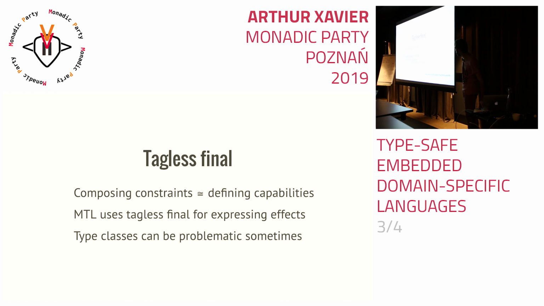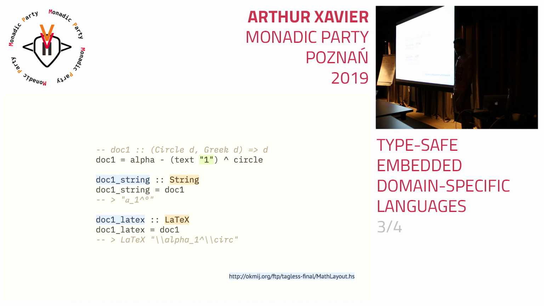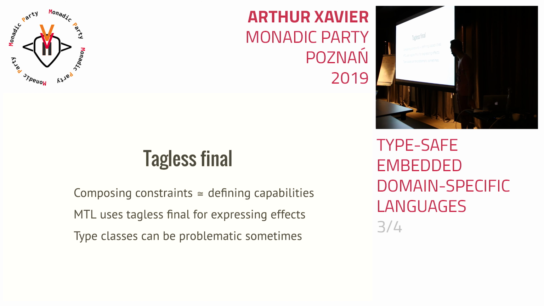I think the next slide, oh, it's not a questions slide. Okay. So the thing with tagless final is that composing constraints means defining capabilities. When you compose multiple constraints that each define their own set of constructors, their own set of primitives, their own set of syntax elements for our language, this means that if we compose those constraints, we're defining capabilities that this abstract type, this abstract syntax, can have.